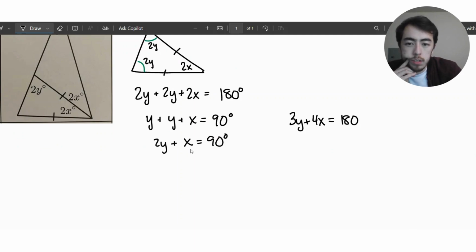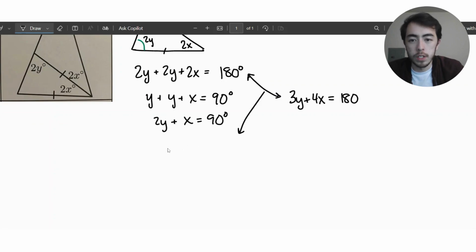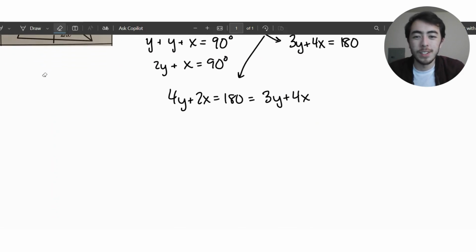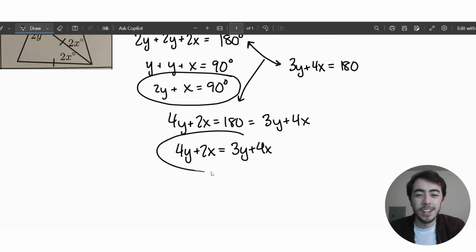I can't simplify it in the same way that I did up here where I divided everything by 2. So you know what? It might actually be easier to take a look at these two equations and compare those ones. On the left equation, I have 4y plus 2x equals 180. And then in this equation on the right, I have 3y plus 4x equals 180. And this 180 degrees acts kind of as a bridge. So now I know that 4y plus 2x is equal to 3y plus 4x.